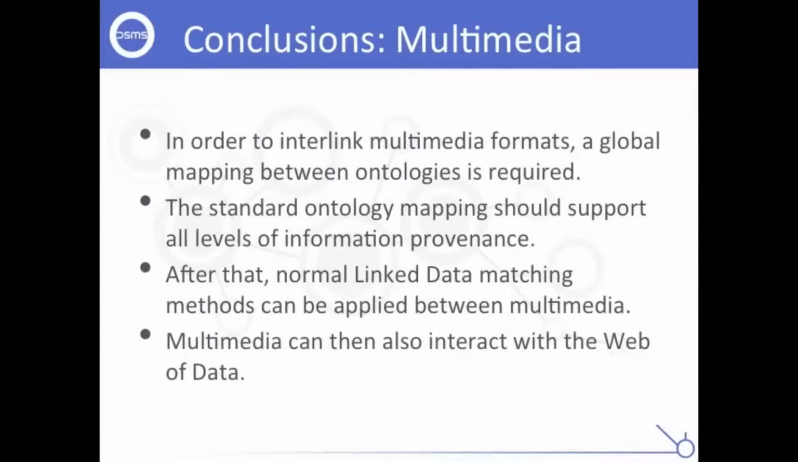Then, the conclusions about multimedia. In order to interlink multimedia formats, a global mapping between ontologies is required. This is because using cross mappings can create a problem when scalability is required. This standard ontology mapping should support all levels of information provenance. After that, normal linked data matching methods can be applied between multimedia using a standard ontology. It is also important to note that multimedia can then interact with the web of data in order to enrich its information.